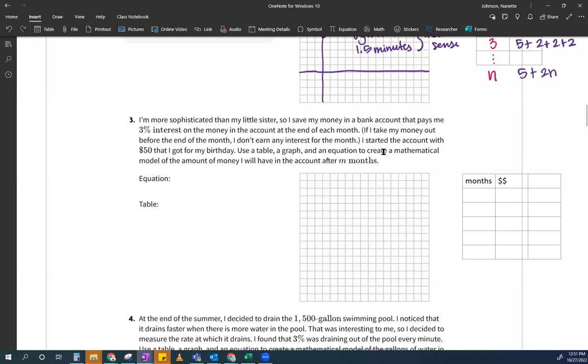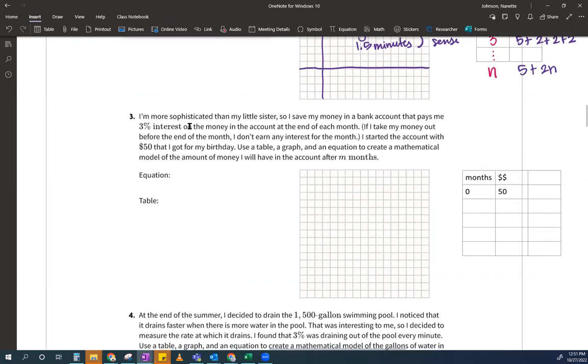So let's see. I started the account. Hold on a second. Let me grab one thing. So it says I started the account with $50, right? So where do I put that $50? Underneath the cash sign. Good. And then how many months is that? 0 months because you started off with it. Very good. So when we work on equations, usually they'll give us a sentence that says, hey, at 0 months, we started off with $50.